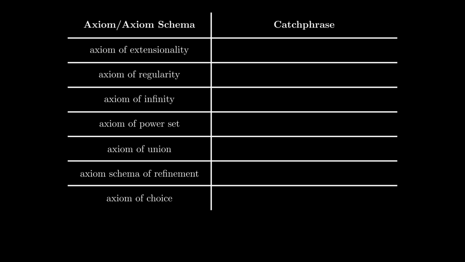Those are all the rules for sets. Let's summarize what we've seen by coming up with a catchphrase for each axiom, telling us what the axiom means, loosely speaking. The axiom of extensionality tells us that if two sets have the same contents, then they're the same set. The axiom of regularity tells us that sets are built from simpler parts.